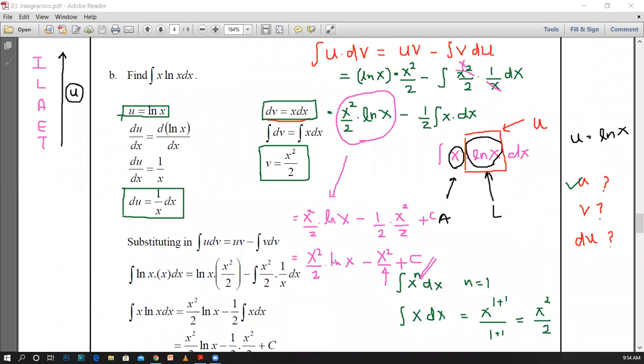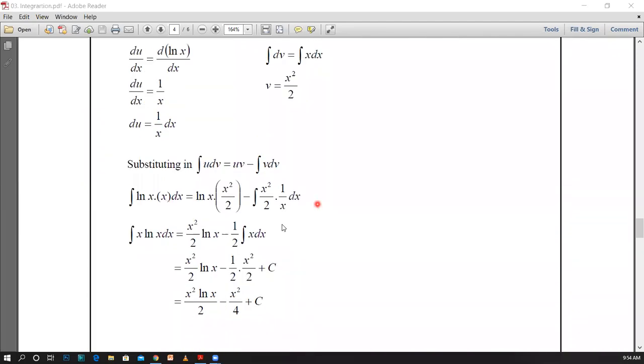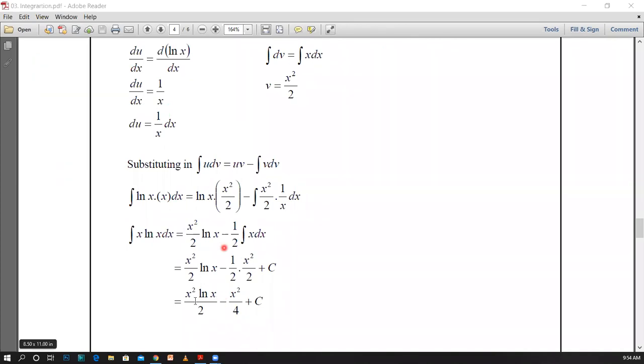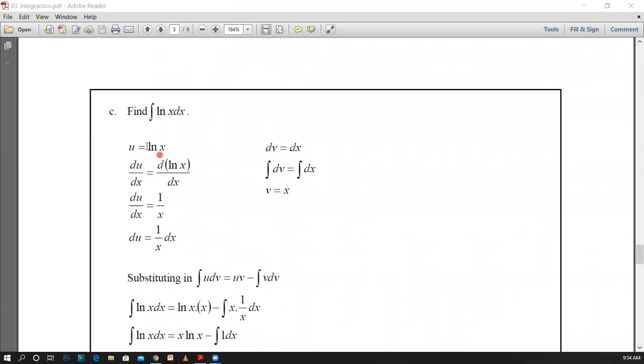And you can see this calculation has also been included. Now you can see all the values included, and the calculation ends up with x squared divided by 2 times ln x minus x squared divided by 4 plus c. Okay, the third example is to get the integral of ln x.